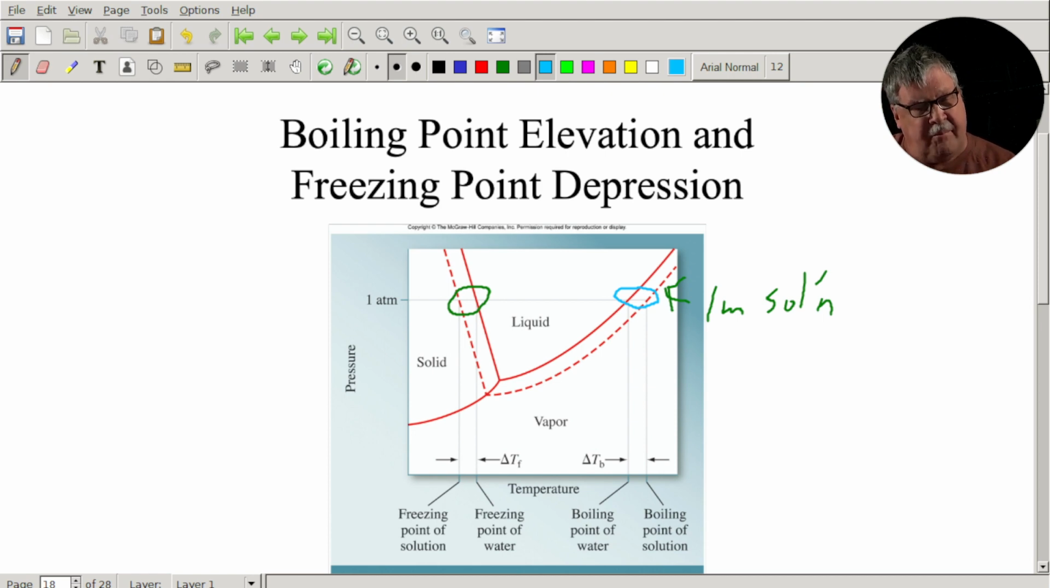Okay, so you have this freezing point depression. So what this is telling me is that a 1 molal solution is going to have a lower freezing point than pure water. And it also tells us that that 1 molal solution is going to have a higher boiling point. So we see both of these phenomena, and we can quantify both of these phenomena based on the molality of the solute particles in solution.